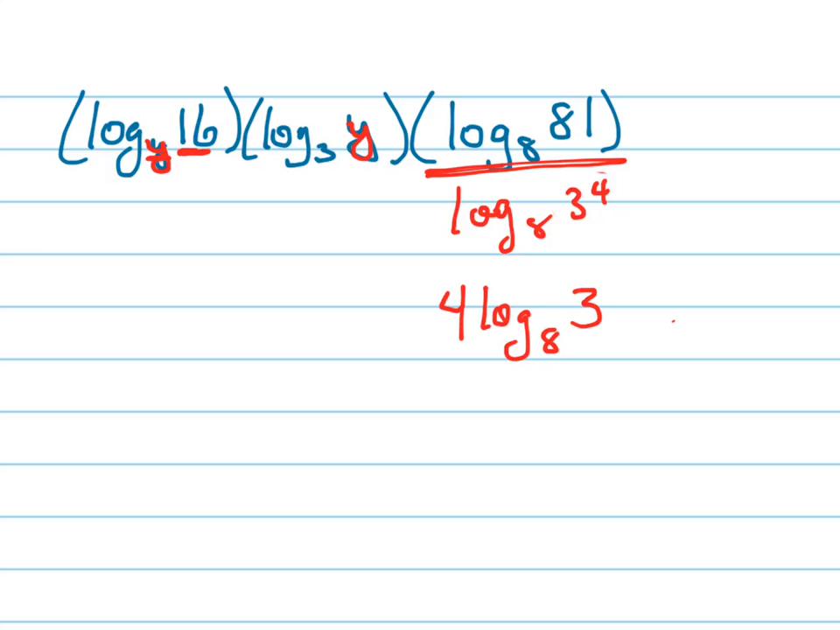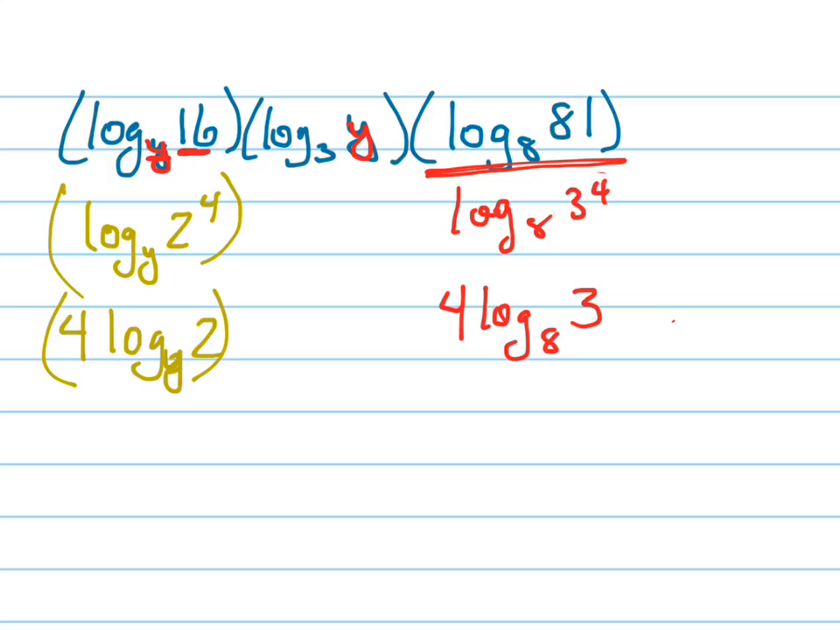And this right here, 16, I'll do this in a yellowish color, is the same as log base y of 2 to the 4th. So that's 4 log base y of 2. So that's that one. And then this middle term right here, I'm just going to have to keep as it is, which is log base 3 of y. And let's see if I can combine these together now somehow.